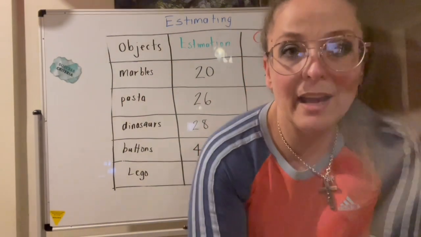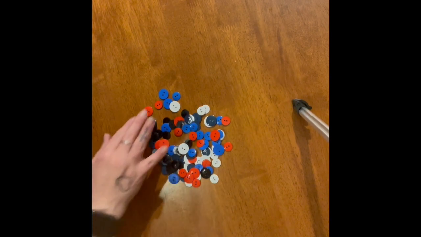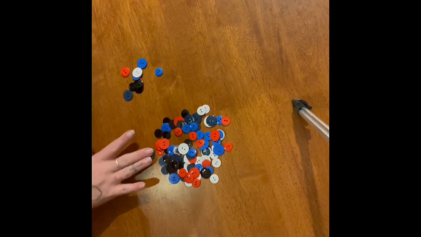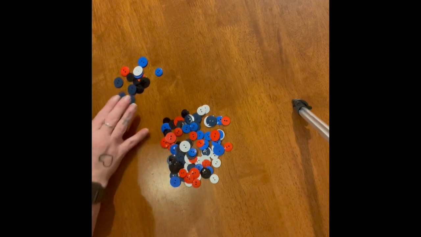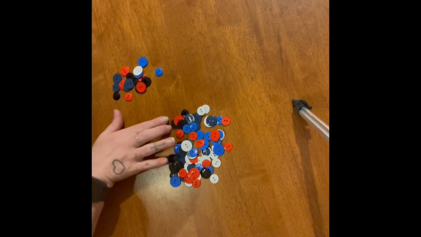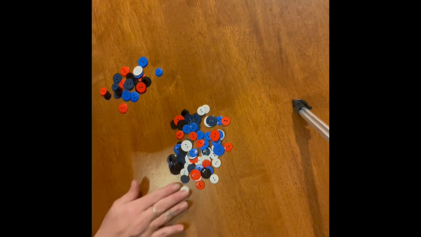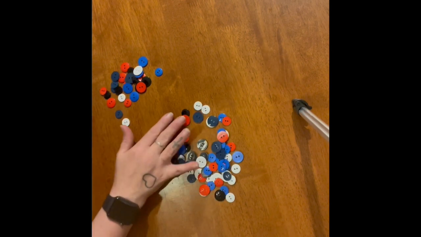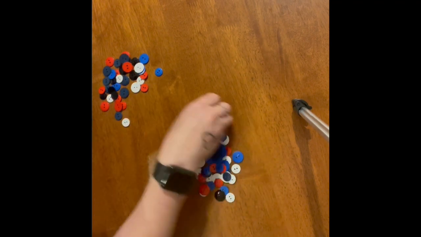Now let's find out how many there are. Let's count them as quickly as we can. 2, 4, 6, 8, 10, 12, 14, 16, 18, 20, 22, 24, 26, 28, 30, 32, 34, 36, 38 already? 40, I was way off.